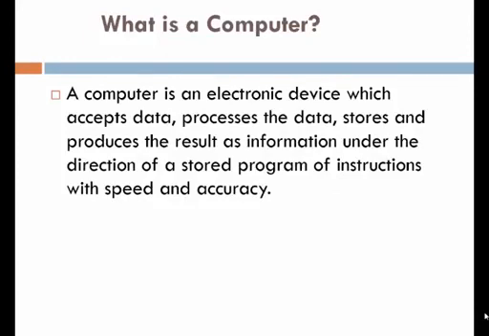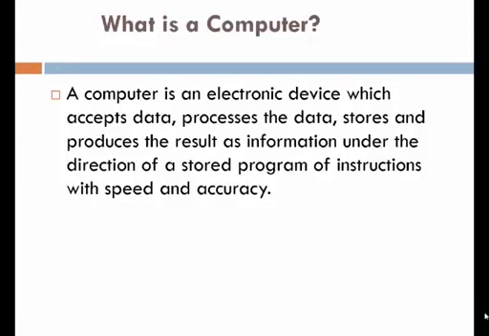A computer is an electronic device which accepts data, processes the data, stores and produces the results as information under the direction of a stored program of instructions with speed and accuracy. This means that a computer is an electronic device. It uses electricity. That is the first thing you should know. And it always accepts data, and it transforms the data into information. Before it shows the information, it stores the data.